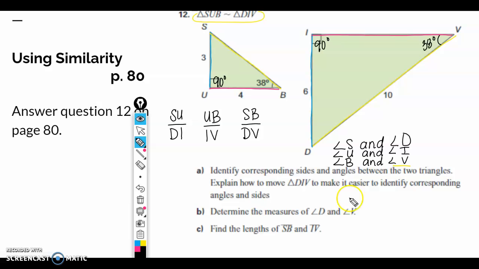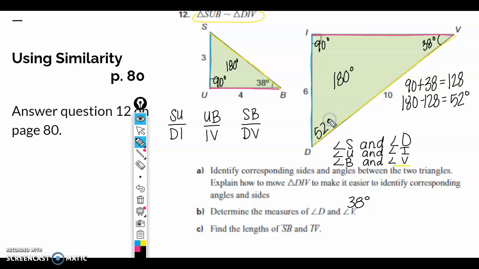So we can go ahead and write that angle D is 38 degrees because it has a corresponding angle that is congruent to it. To figure out the missing angle, we need to understand that the sum of the measures of a triangle equals 180 degrees. Knowing that 90 plus 38 gives us a total of 128 degrees, we can subtract 128 from 180 to find our missing angle measure, which is 52 degrees. So both angle G and angle F are 52 degrees.